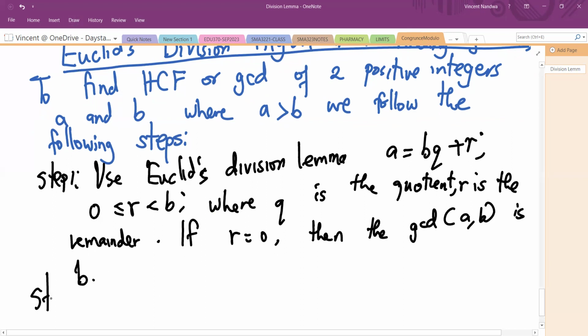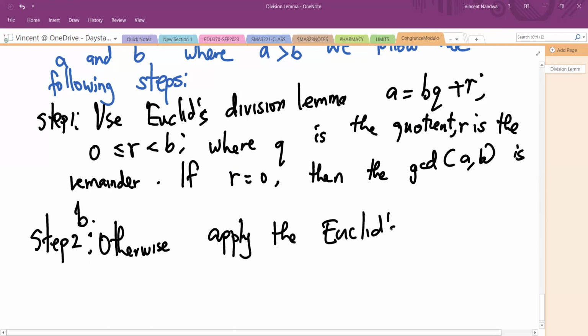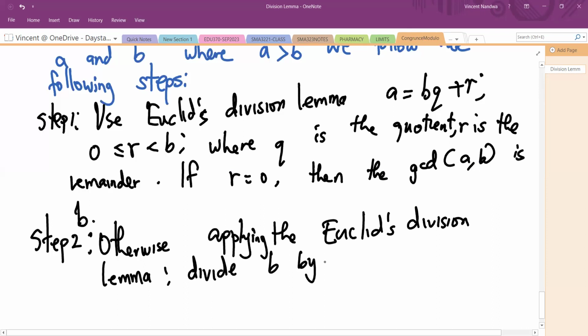And then step 2, assuming that's not the case, if you don't find the remainder to be 0, or the remainder is a non-zero number, then step 2 says, otherwise, apply Euclid's division lemma, divide B by R to get B equals RQ1 plus R1, where 0 is less than or equal to R1 less than R.